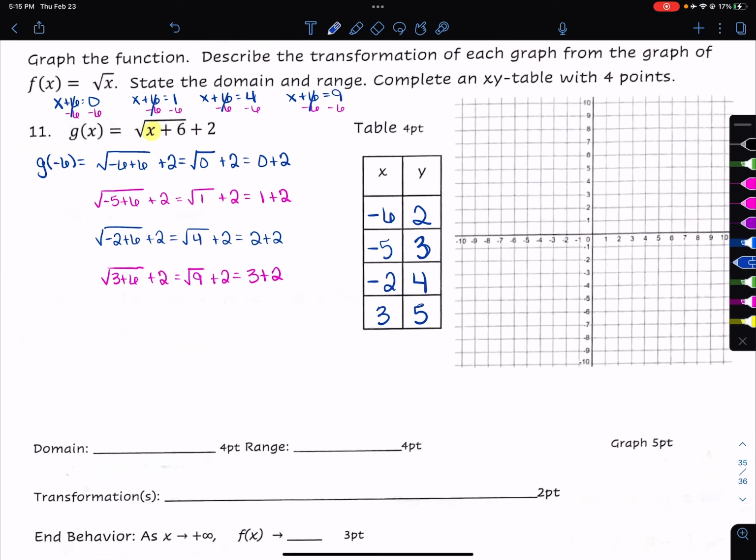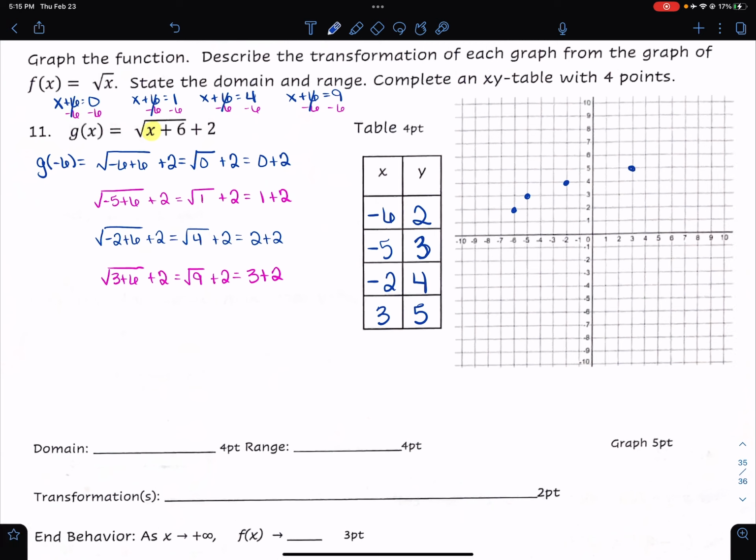Okay, now I've got my table set up and I can go ahead and graph these points. So -6, 2. -5, 3. -2, 4, and 3, 5.